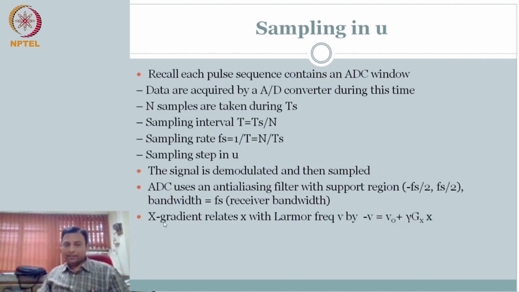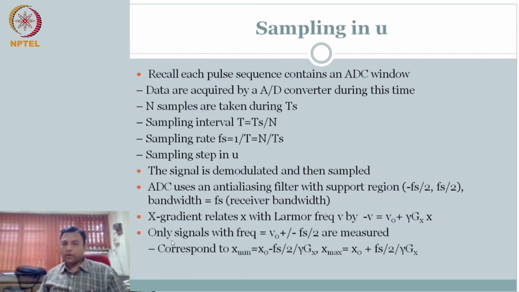So your readout X gradient relates to, so this is frequency domain. What we want to understand is what happens to your spatial domain because of the sampling in the frequency domain. The data is acquired as samples in the frequency domain. What is its effect on delta X in the spatial domain? You can relate frequency to space because of this gradient. The X gradient relates to frequency by v naught plus gamma Gx X. So you can already recognize that only signals within this bandwidth, the receiver bandwidth, are measured. The gradient in field strength dictates the frequency range, and the frequency range and the sampling of it should dictate your X direction. So only signals with frequency within this are measured.